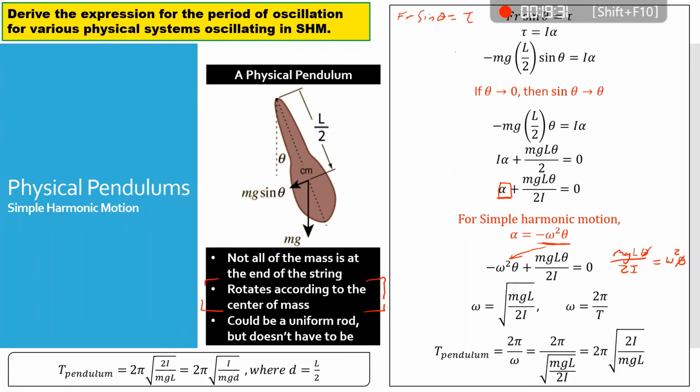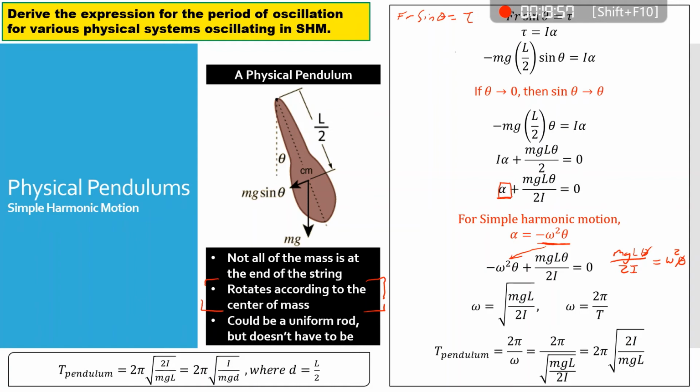Okay, then omega is also 2 pi over T, so we can set these two equal to each other. If I rewrite this, T is 2 pi over omega. Substitute for omega, where omega is root mgL over 2I, and again I've got a fraction divided by a fraction, so I can flip and multiply. So this is 2 pi times the square root of 2I over mgL.